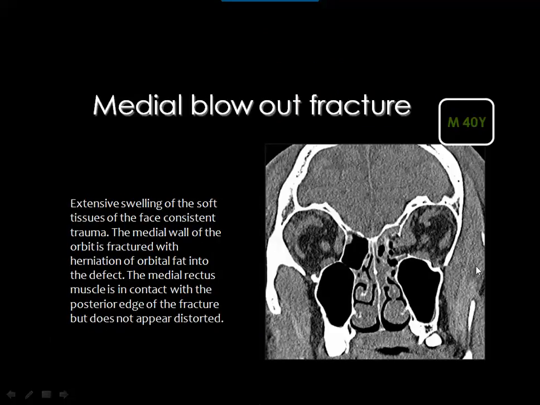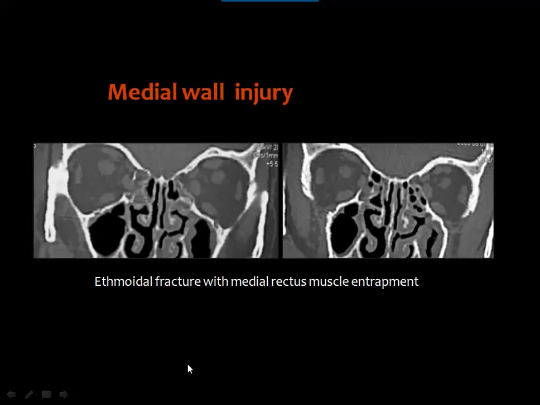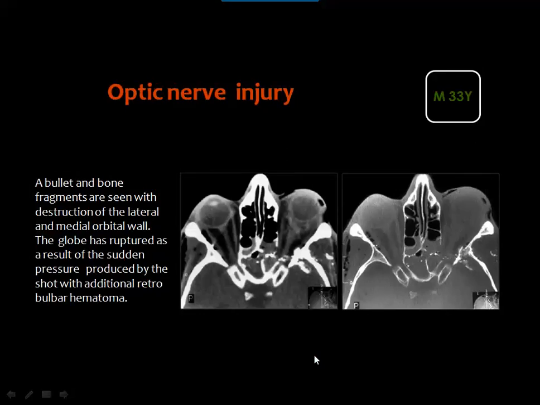And also here on the left side, you see fracture of the medial orbital wall, and the medial rectus muscle is entrapped within the fracture. It is markedly swollen due to muscle hemorrhage and contusion. In this example also you can see the medial rectus muscle is entrapped within an ethmoidal fracture, and the muscle is relatively swollen compared to the normal opposite side.